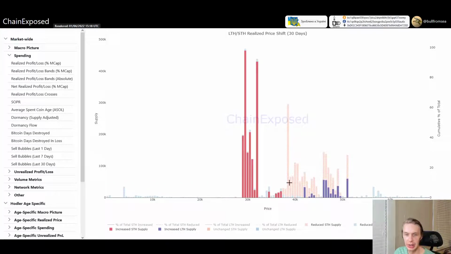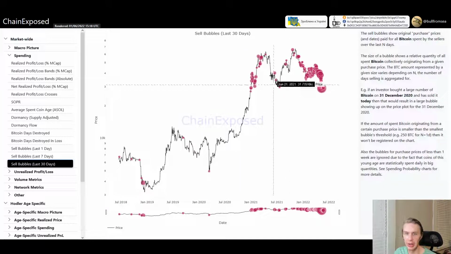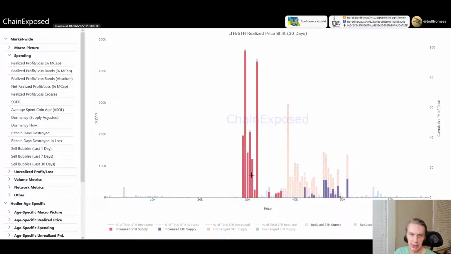The dotted red lines are reductions in short-term holder supply. So these are people who sold, and these are the short-term holders who bought. We can also see long-term holders who sold. That's these blue dotted lines. So again, these people up through here are people who we can see have sold into these levels in more recent time.